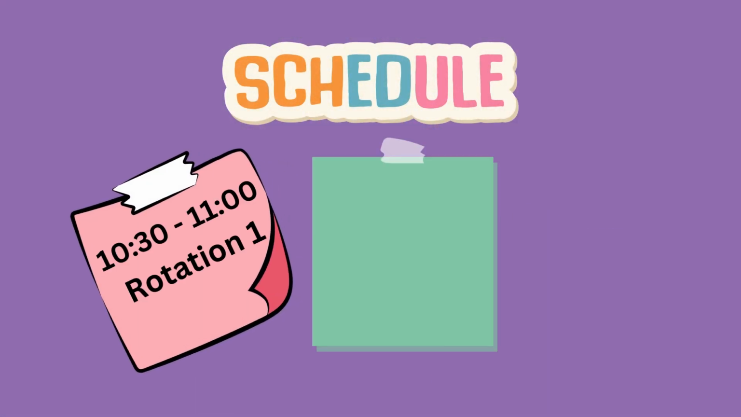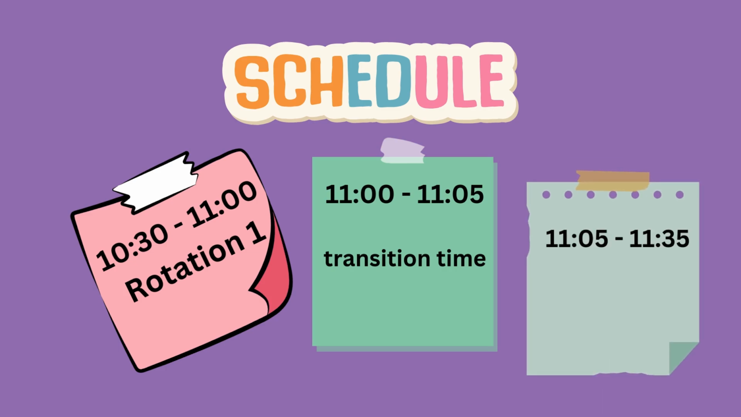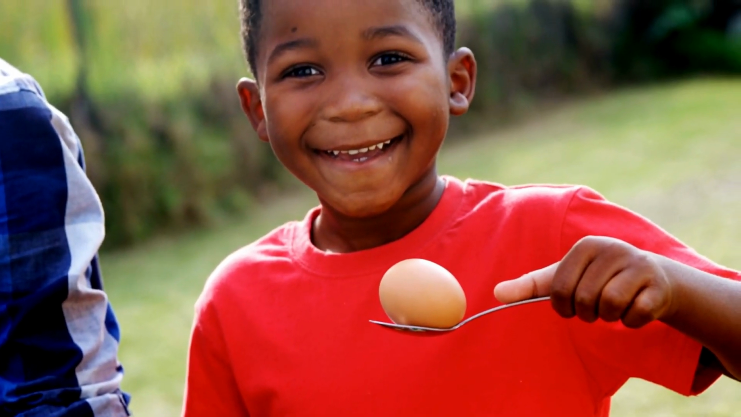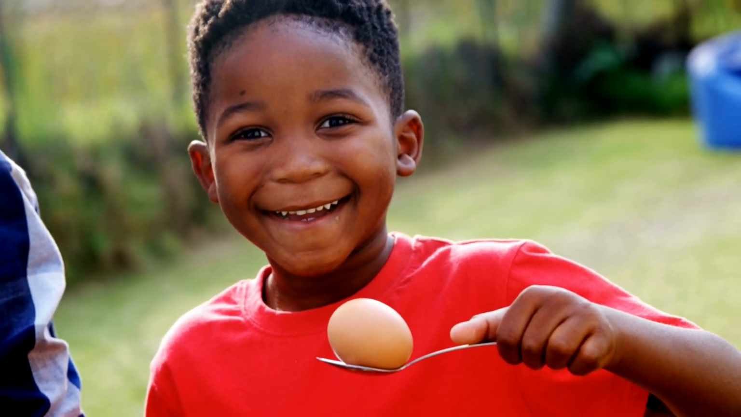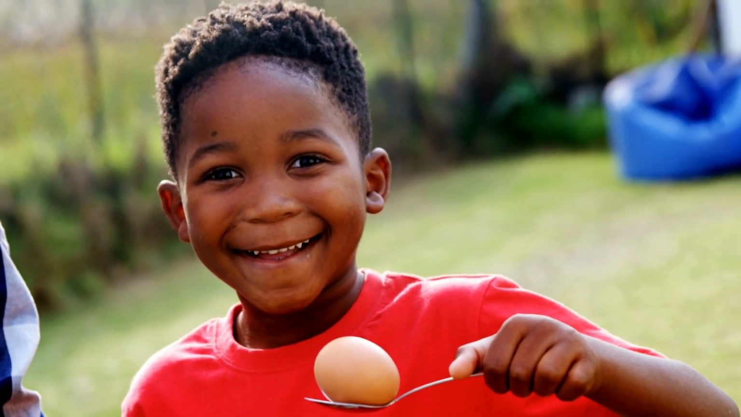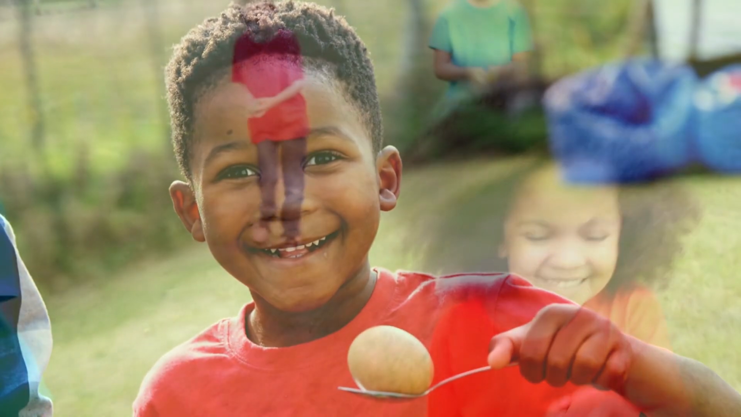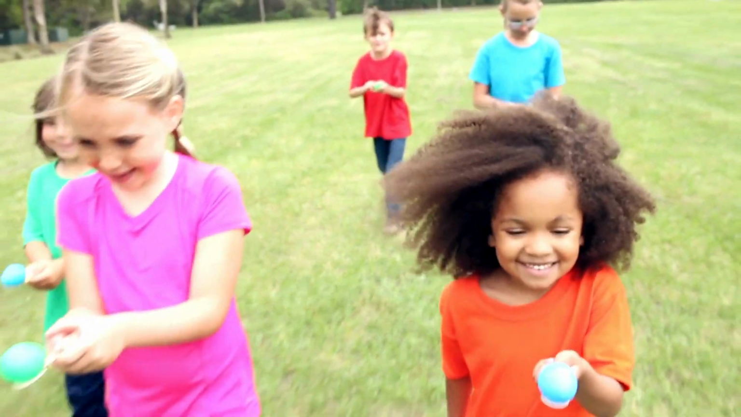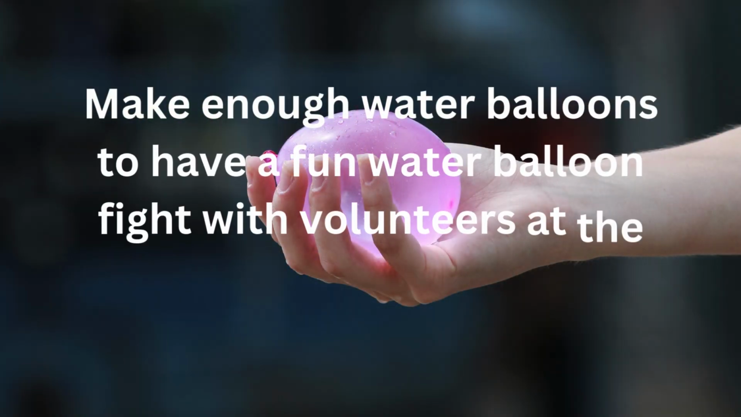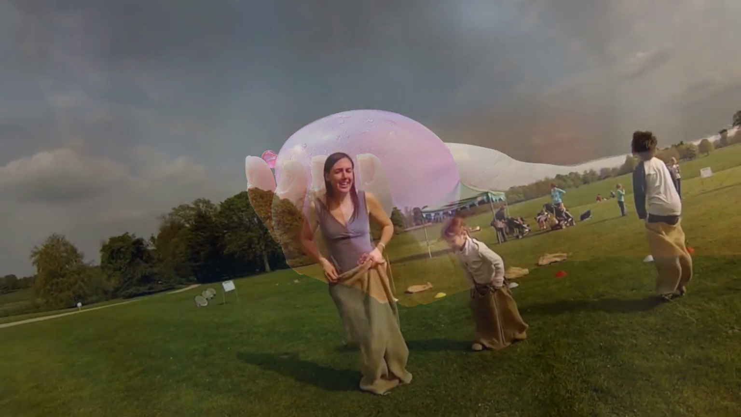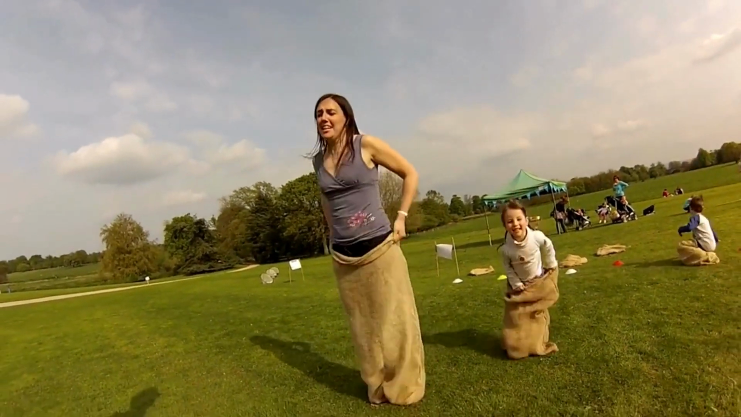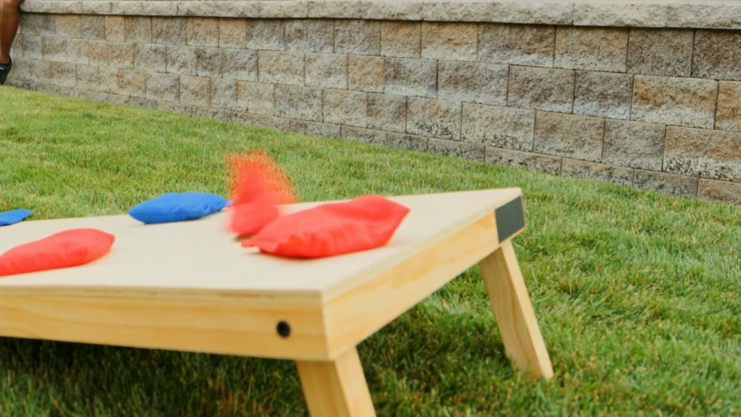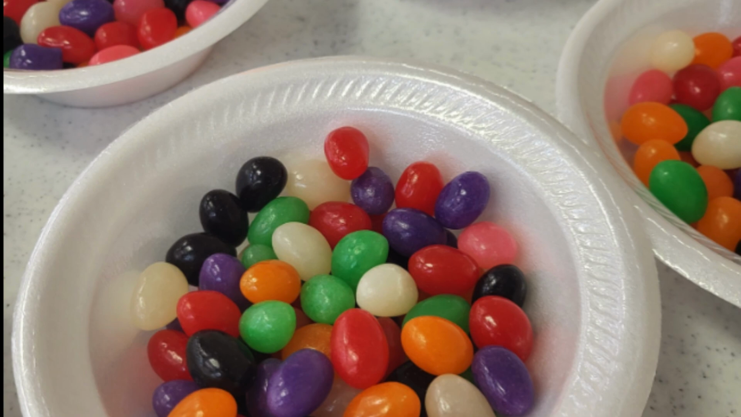11 to 11:05 is another transition time, which will lead into rotation number 2. This time, let's see what's going on in the game area. For game time, there will be 2 outdoor games and a few indoor games as well. The outdoor games are 1, egg on a spoon race, and 2, water balloon toss. The inside games consist of a potato sack relay, beanbag toss, and a jelly bean game.